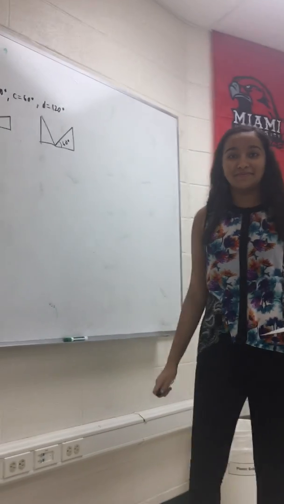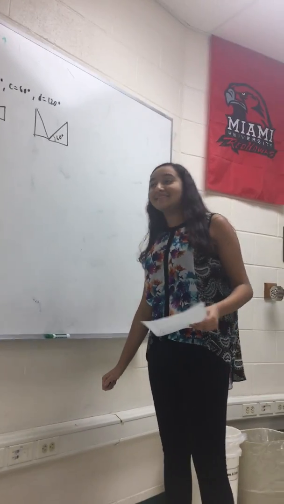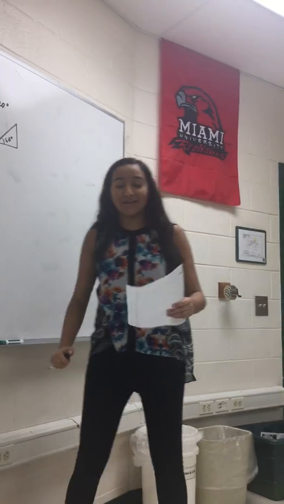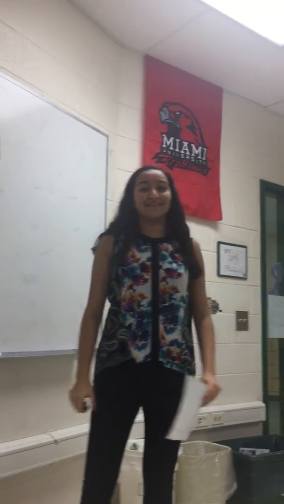Yes, question? What skill are you trying to do? Skill 7. That's just a number to me. I don't know it. Oh, skill 7 is solving trigonometric equations using trig identities.